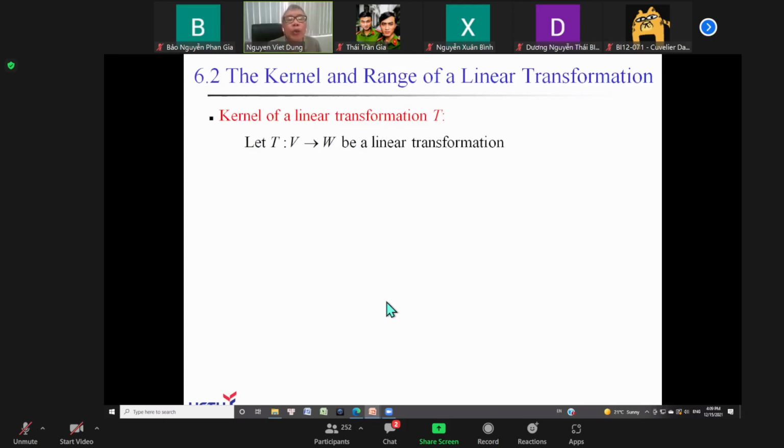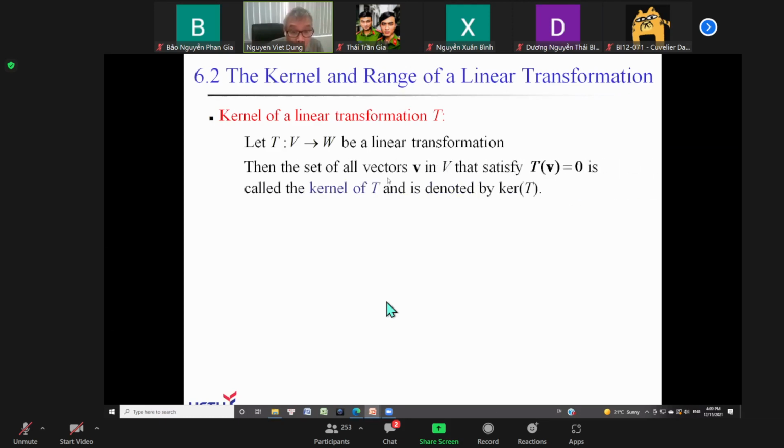Next, I want to show you the notion of the kernel and the range of a linear transformation. Now, suppose that T from V to W is a linear transformation. Then the set of all vectors V inside the domain satisfying that T of V equals 0 will be called the kernel of T, and it is denoted by ker of T. Or by formula, the kernel of T is the set of all vectors V so that T of V equals 0.